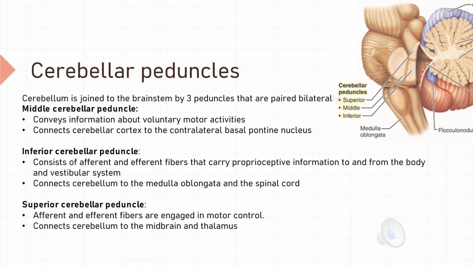And lastly, the superior cerebellar peduncle. This is the largest and most dorsal of the three peduncles. It carries output fibers from the cerebellum to the thalamus and the midbrain, and it also receives input from the cerebral cortex and other parts of the brain.